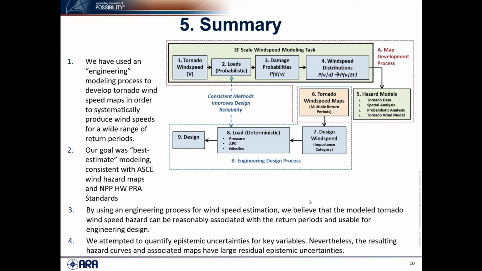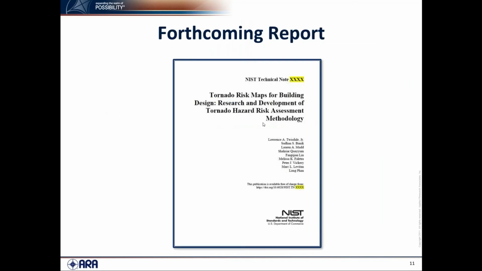By using an engineering process for wind speed estimation, we believe the modeled wind speeds can reasonably be associated with these return periods usable for engineering design, and we've attempted to quantify the epistemic uncertainties, or the modeling uncertainties, for key variables. Nevertheless, resulting hazard curves and associated maps have large residual epistemic uncertainties. So with that, we have coming out later this spring or this summer a major technical report from NIST, led by ARA and my colleagues from NIST, and that will be publicly available.